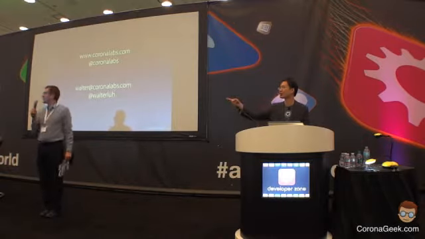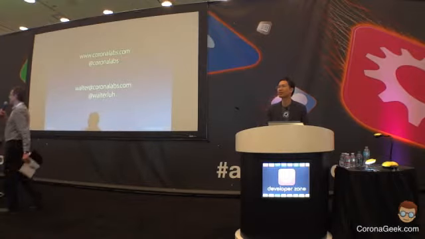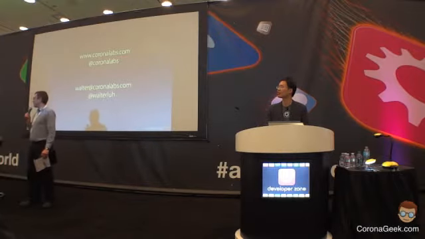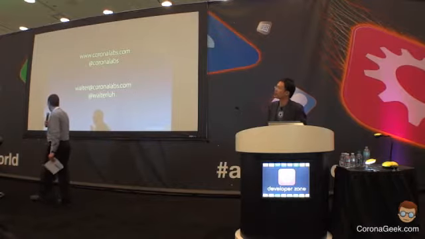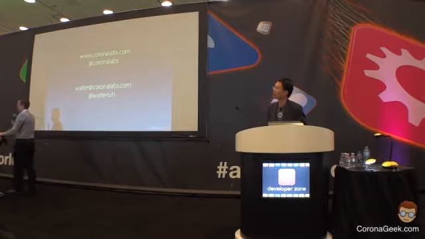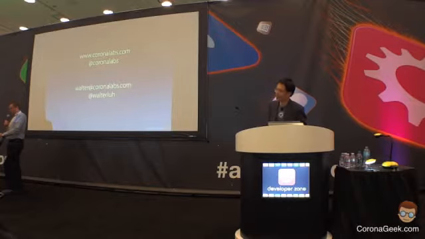Any other questions? Just a very simple one. You're saying Corona gets to a point where you've got 95% of your code the same. On Android, you're on Java, and iOS is Objective-C, what's the deal?